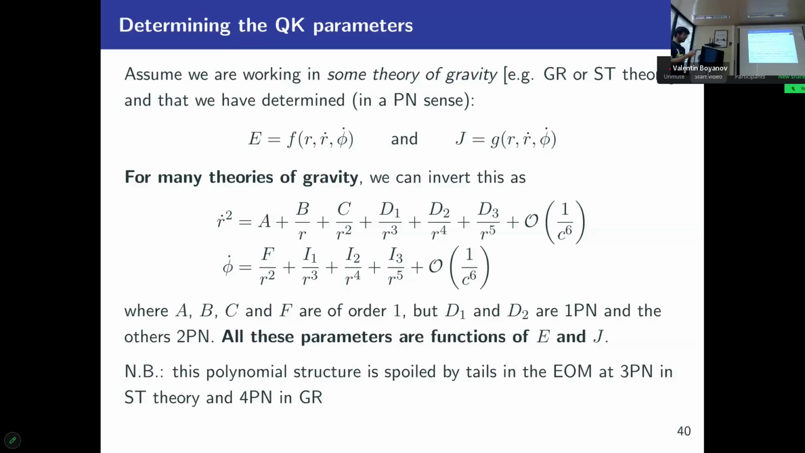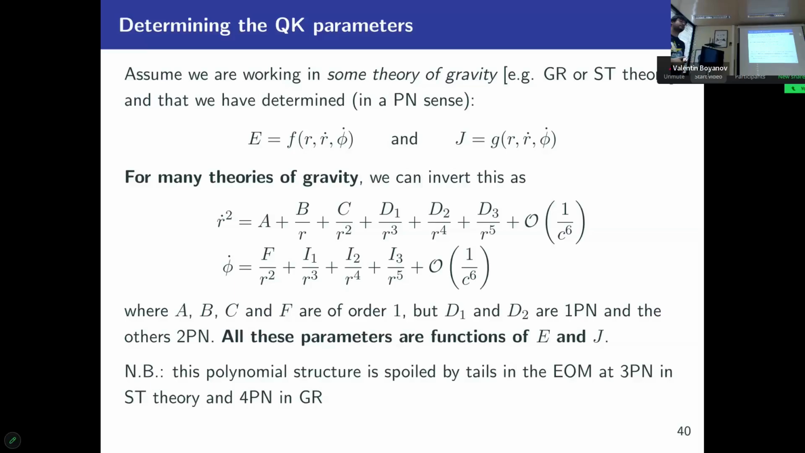And these equations, being post-Newtonian, you can invert them in a post-Newtonian sense, and you can obtain basically the change in the radius and the change in the angle in terms of the radius r and the energy and angular momentum. You're inverting this, and what you'll find is that at 2PN you get a polynomial structure like this, where A, B, C enter at Newtonian order. D1 will be a 1PN quantity, so it drops out at Newtonian order, etc. So you have a hierarchy in these things.